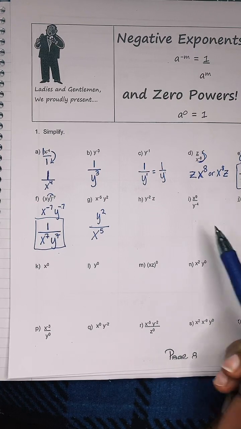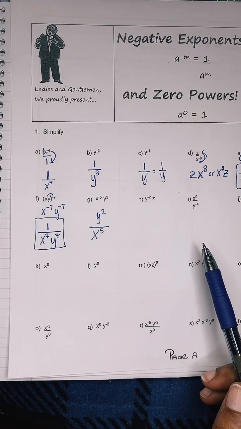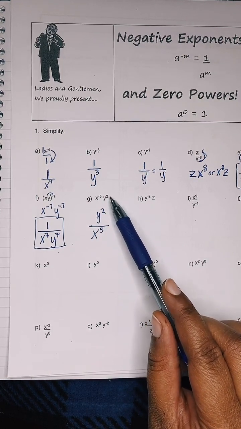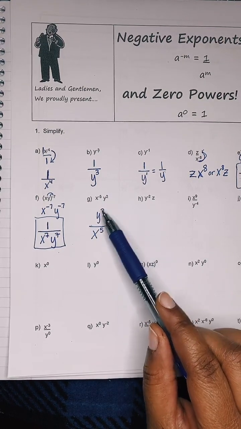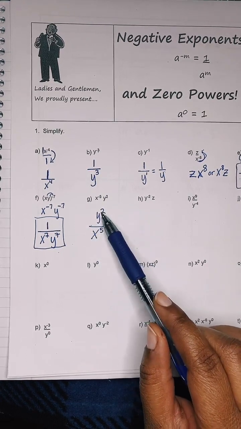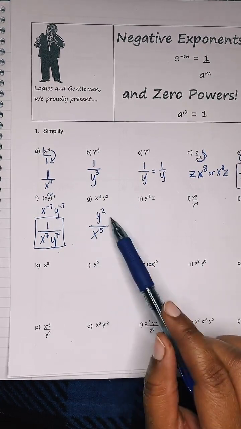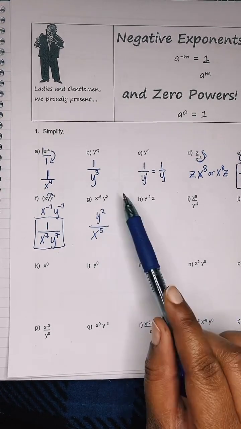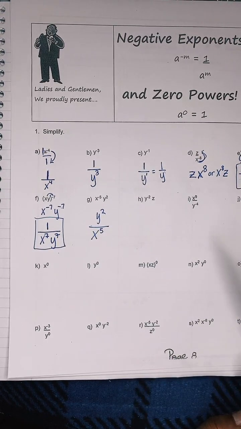Yes. All right. So why does the y2 stay on top? Great question. The y2 stays on top because it doesn't have a negative exponent. So we're not moving it, because if we moved it to the bottom, then we would have to make it a negative. And we're trying to get rid of negative exponents. That's why it stays on the top, because it's already positive.